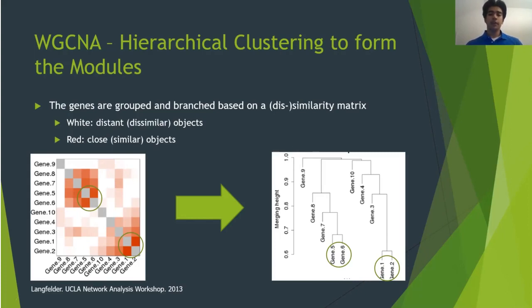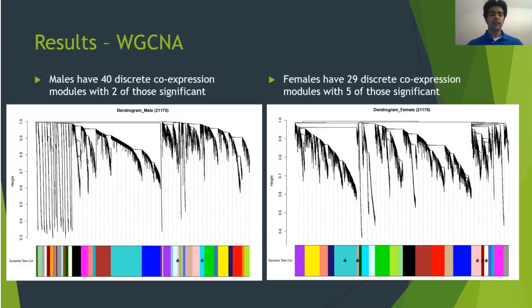For our WGCNA, we conducted two, one for male and one for females. And these dendrograms can be seen here. The male dendrograms have 40 discrete co-expression modules, with 2 of those being significant, outlined by the stars. The female WGCNA analysis outlined 29 discrete co-expression modules, with 5 of those being significant, noted by these stars.